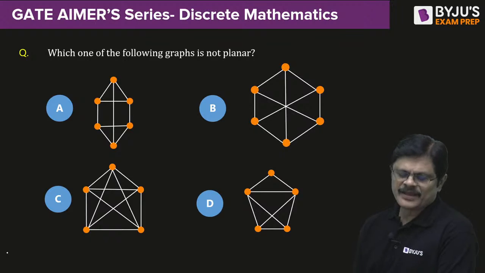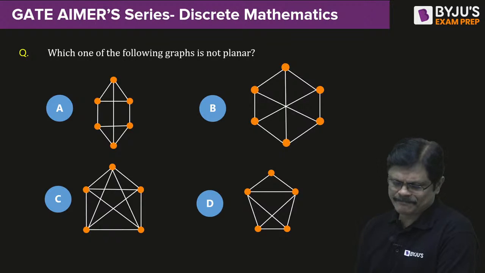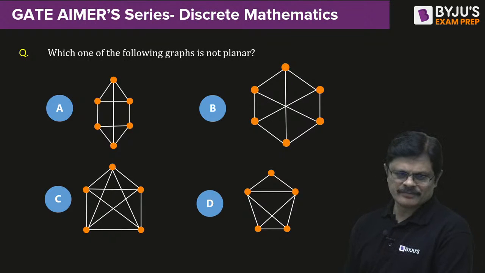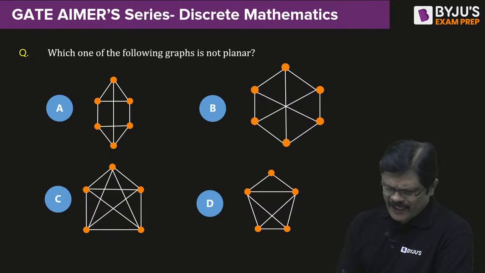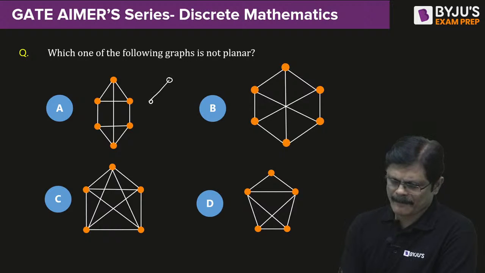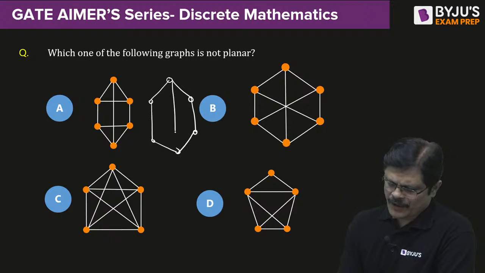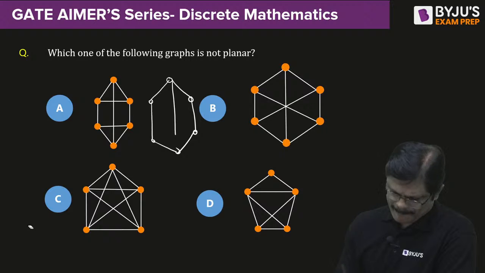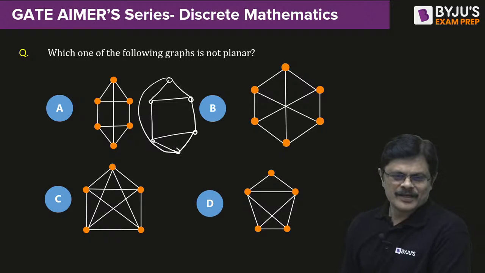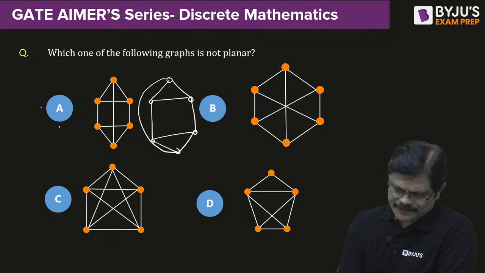Now if you observe, the first one, is it planar? Can you draw it without crossover? Yes. You can draw this without crossover. Just draw this edge outside. So this is planar.